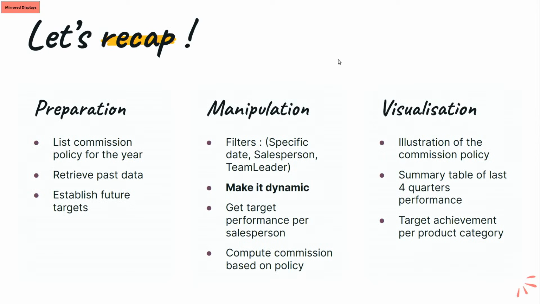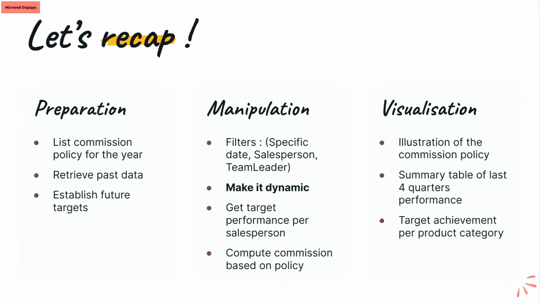So to recap, we first started externally, right? So we wanted to define something based on the commission policy for the current year, right? We also put all the data coming from Odoo in the same spreadsheet to combine it, so all past data. From there, we deduced the growth that we wanted to set in order to get the future targets that we want to use as well for the use case.